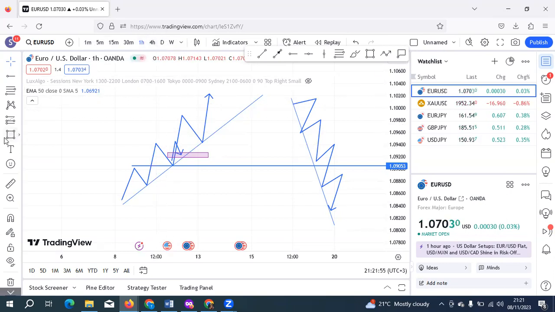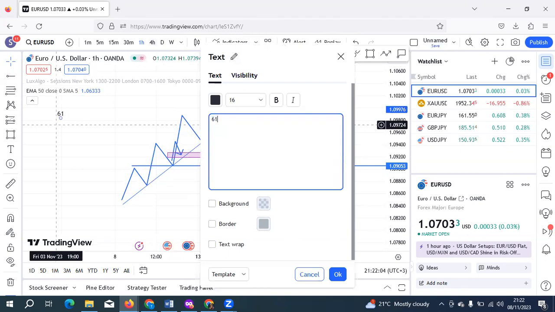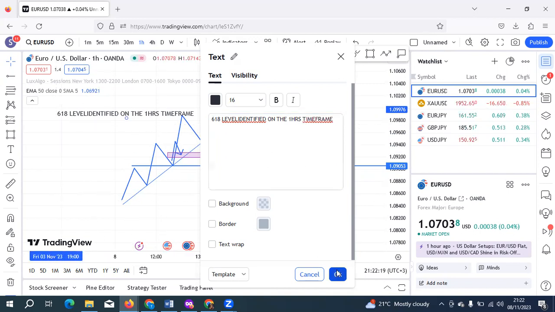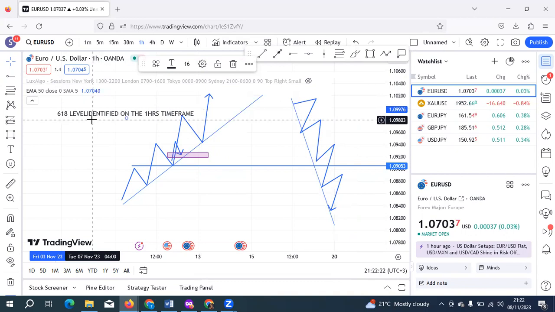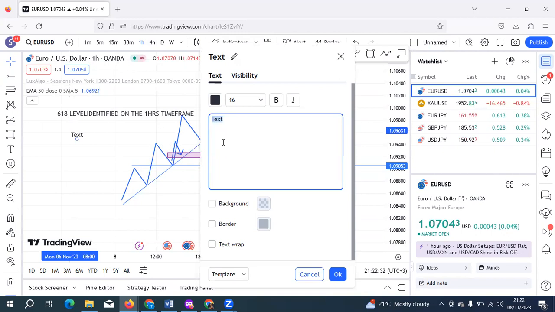I want you to note this. My 618 level is usually drawn from the 618 level identified on the 1 hour time frame. You can write this down. This is where I usually identify my 618 level, on the 1 hour time frame, so that when I go on the M15, I am able to identify a demand or supply zone. So let me add this 618 level identified on the 1 hour time frame.